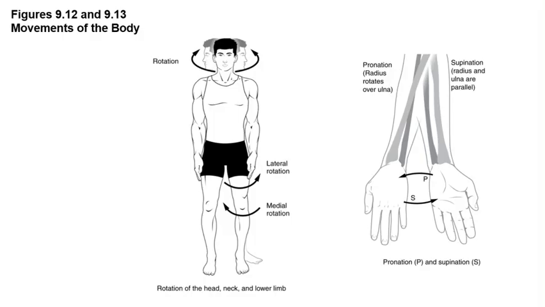Figure 9.12 and 9.13 demonstrate rotations, including lateral and medial rotations of the lower limb. The same lateral and medial rotations can also occur for the upper limb. The right diagram demonstrates pronation and supination of the forearm and the palm.